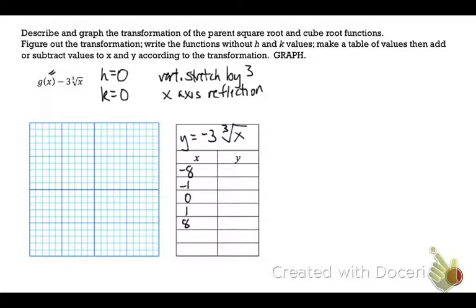So the cube root of negative 8 is negative 2, times negative 3 is 6. Cube root of negative 1 is negative 1, times negative 3 is positive 3. Cube root of 0 is 0, times negative 3 is 0. And then 1 times negative 3 is negative 3, and 2 times negative 3 is negative 6. So I'm sure you can see kind of this pattern going on right here.